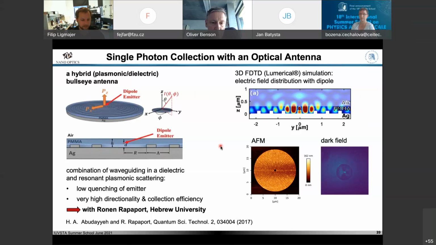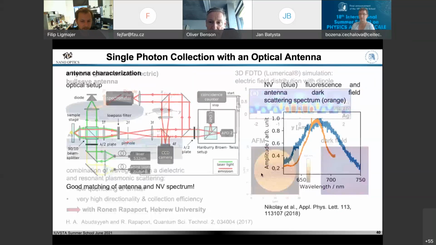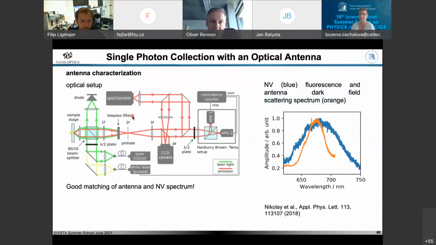Good, the structures were fabricated here by Ronan Rappaport's group at Hebrew University. You see an AFM image here, and the task was to bring a single nanoelement there. Well, typical setups, I mentioned this, for these hybrid systems and solid state emitters look like this. Many of them you can work at room temperature.